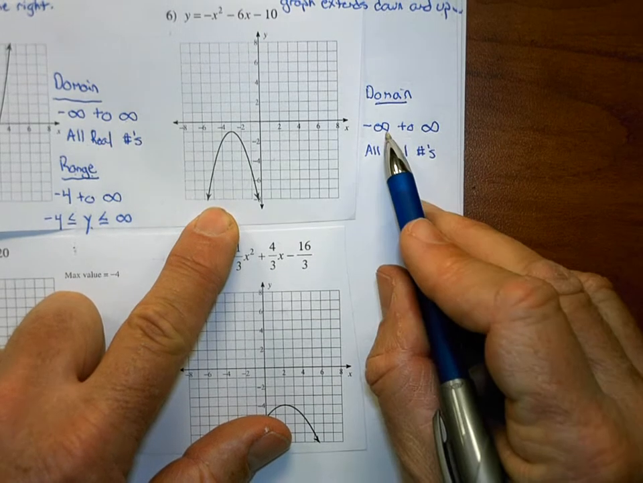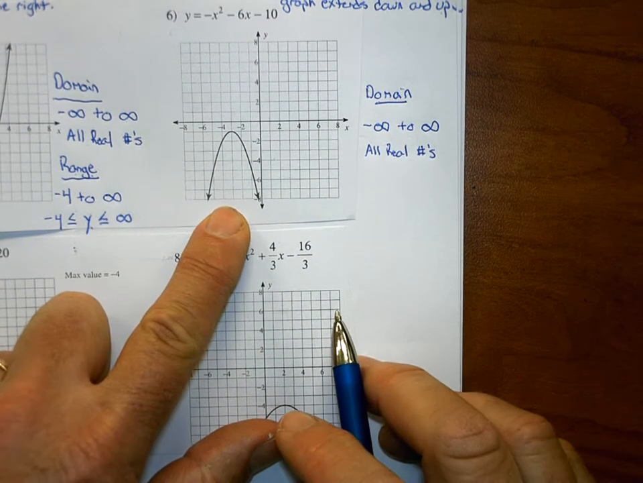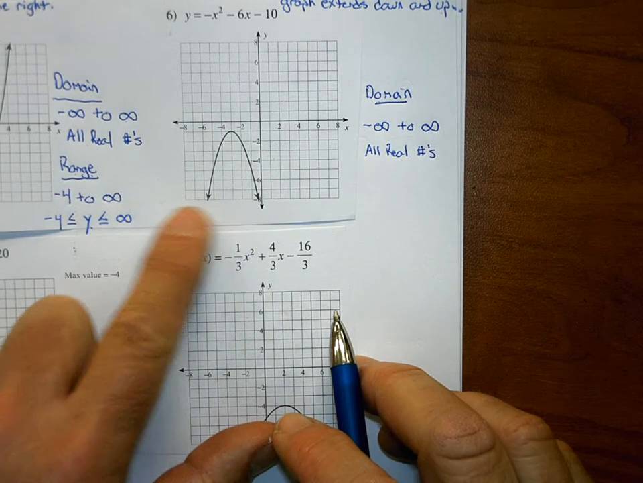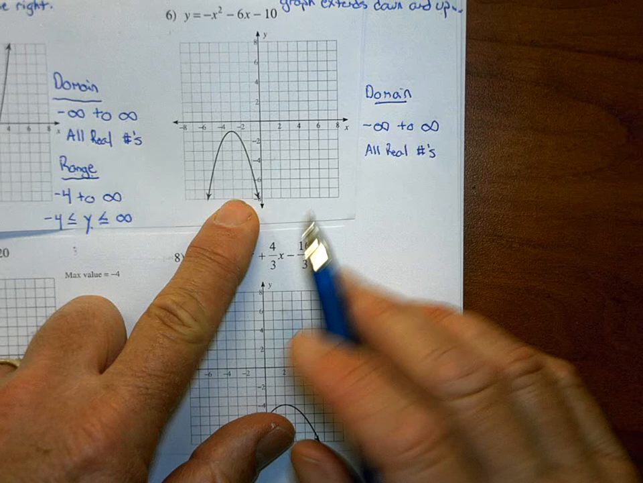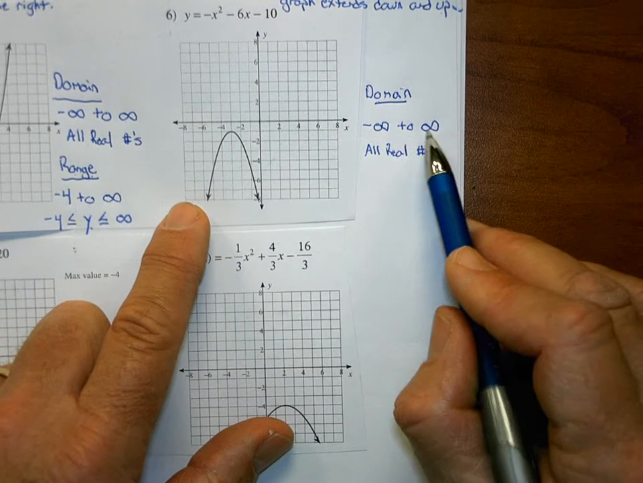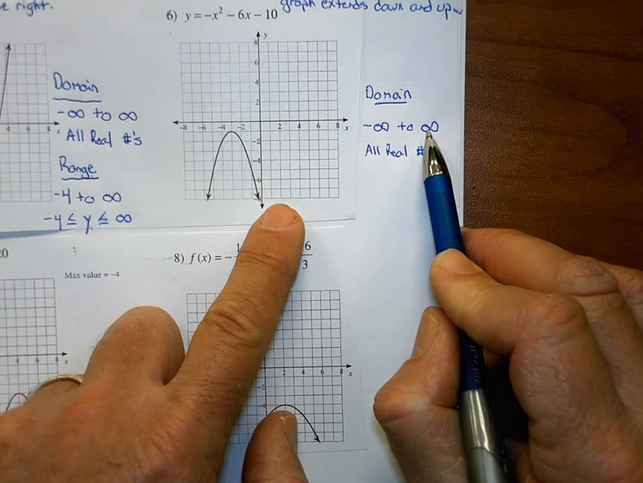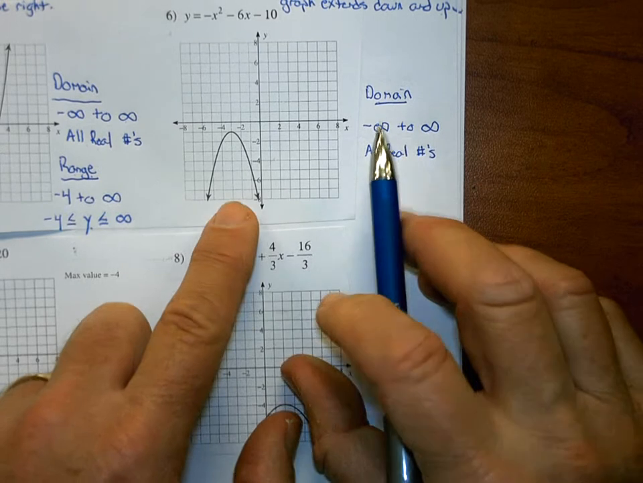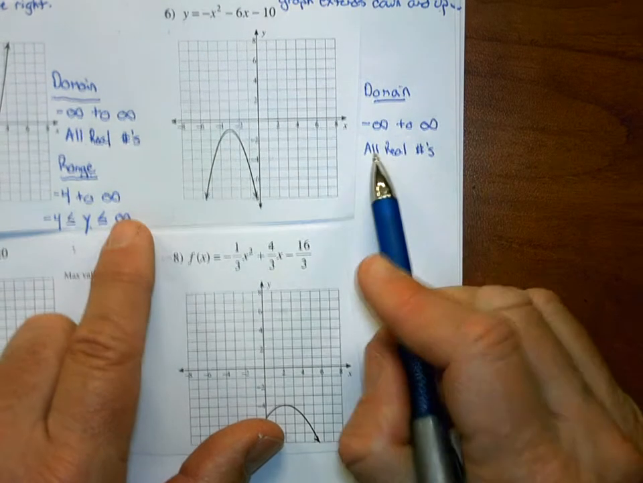Okay, but when we say the domain is negative infinity to positive infinity, we're saying how far does this graph go to the left? How wide does this graph go to the left? Infinity. Forever. That's negative infinity. When we say positive infinity, we're saying how wide does this graph go to the right? Forever. So we're saying this graph just keeps getting wider and wider and wider in both directions. That's what we're saying when we write the domain like this.